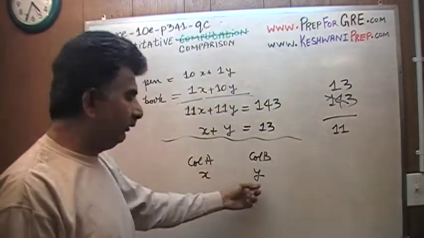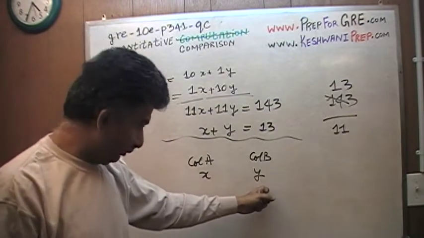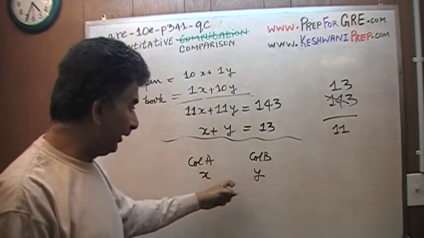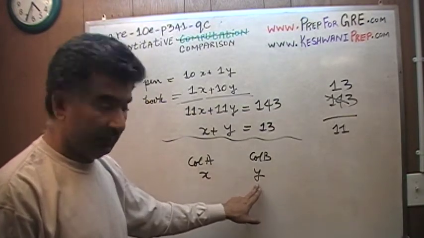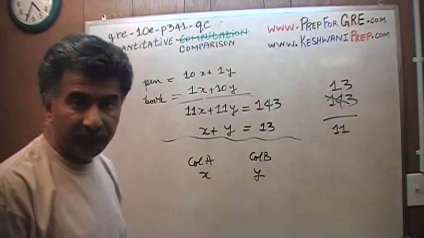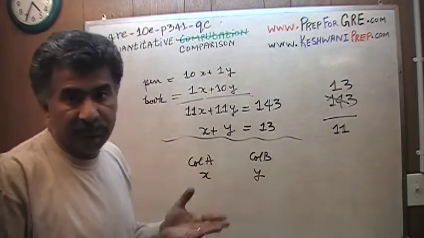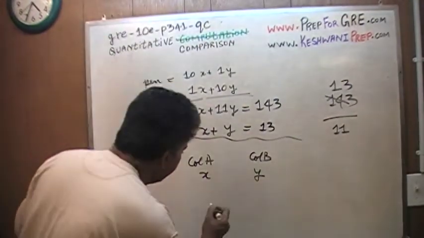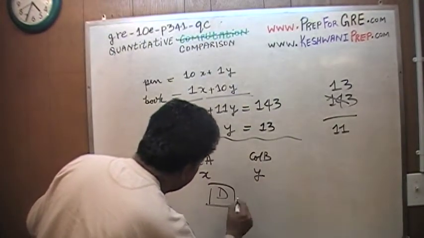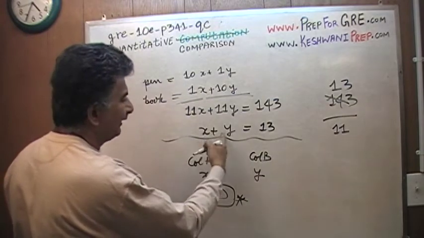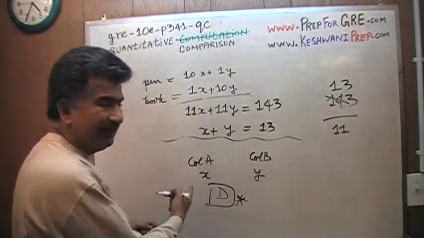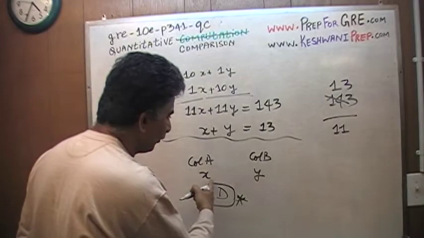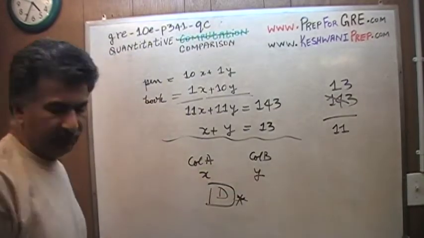Could be 1 and 12, or could be 12 and 1. If it's 1 and 12, the answer is B. If it's 12 and 1, the answer is A. Or it could be 6 and 6, in which case the answer will be C. How the hell do I know? The answer is D. We do not know. Just knowing that their sum equals 13 does not tell us anything at all about these quantities individually. The answer is D. We do not know.